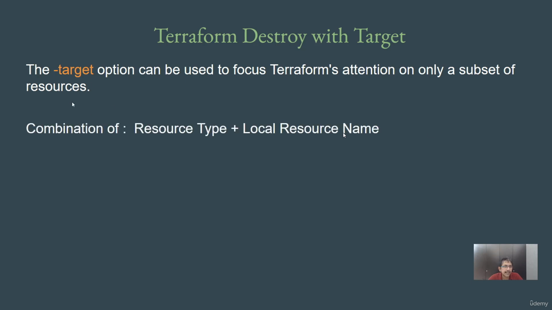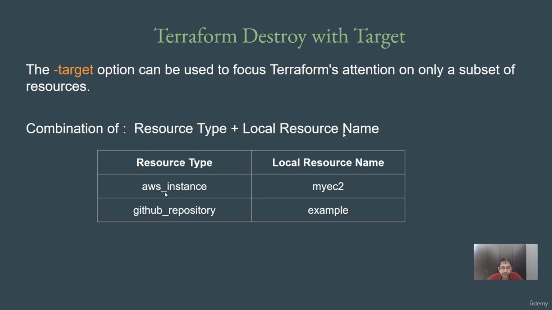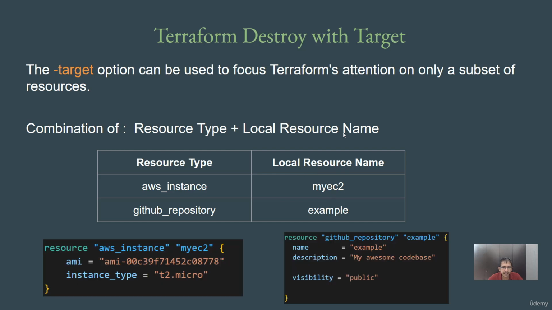So the target flag uses the combination of resource type and the local resource name. For example, based on the code that we have written till now, there were two resource types that were defined: aws_instance and github_repository, and the local resource names are myEC2 and example. This can be better explained with this screenshot as well. aws_instance is a resource type and the local resource name is myEC2, and github_repository again is the resource type and example is the local resource name.